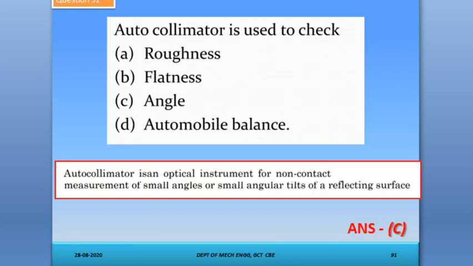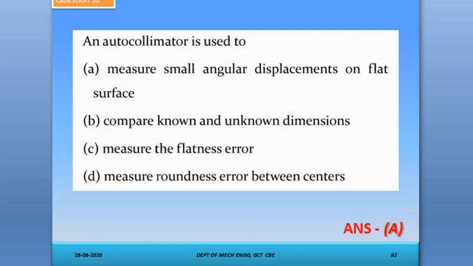The next one: an autocollimator is used to check, for measuring, small angles or small angular tilts of a reflecting surface. An autocollimator is used to measure the angle, so option C is the correct answer. An autocollimator is used to measure small angular displacements on a flat surface. Option A is the correct answer.